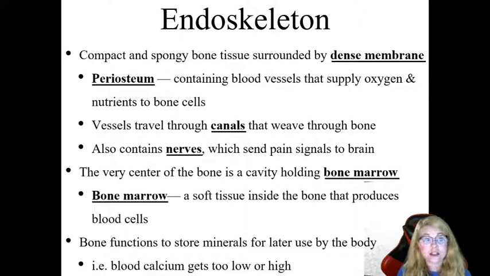The very center of the bone contains the bone marrow cavity. Bone marrow is a soft tissue that we find inside of bone that produces blood cells. There are actually two types of bone marrow, yellow and red. The red produces the red blood cells that we need. That's where all of your blood comes from. And the yellow is a fat storage for nutrients. If you were in starvation mode, you could pull from the yellow bone marrow inside your bones to provide you with nutrients and energy to survive.